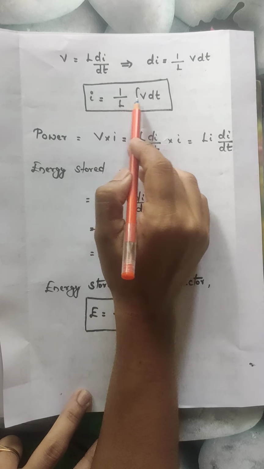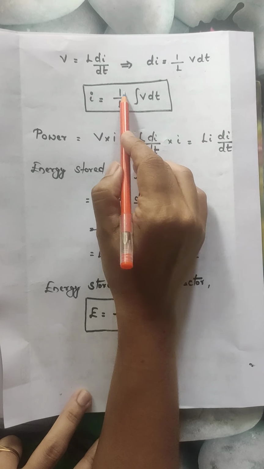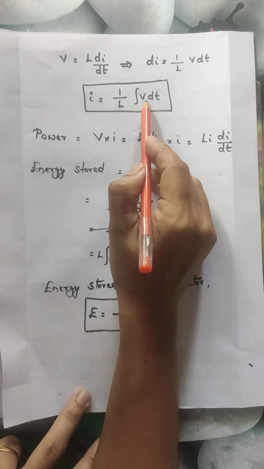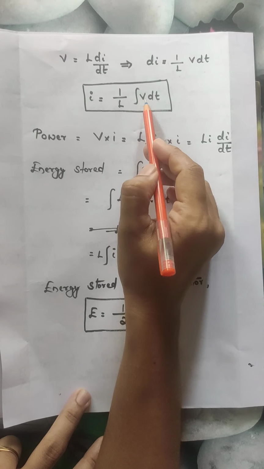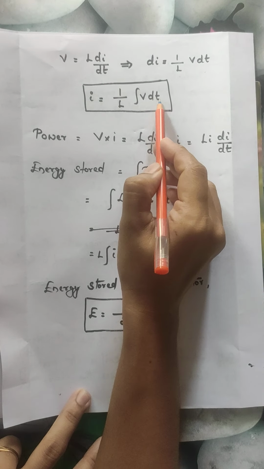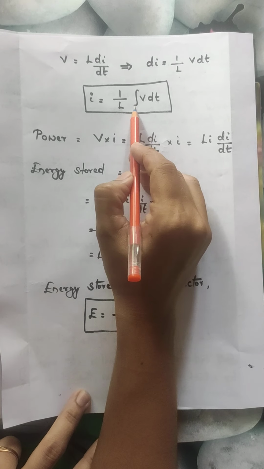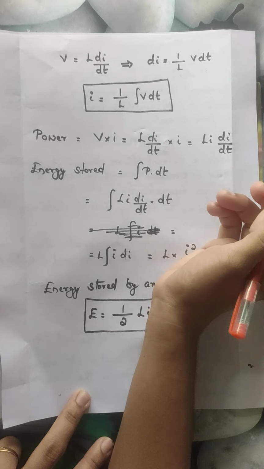The equation for current flowing through an inductor is 1 by self-inductance into the integral of the voltage across the inductor with respect to time. So I is equal to 1 by L into the integral of V dt.